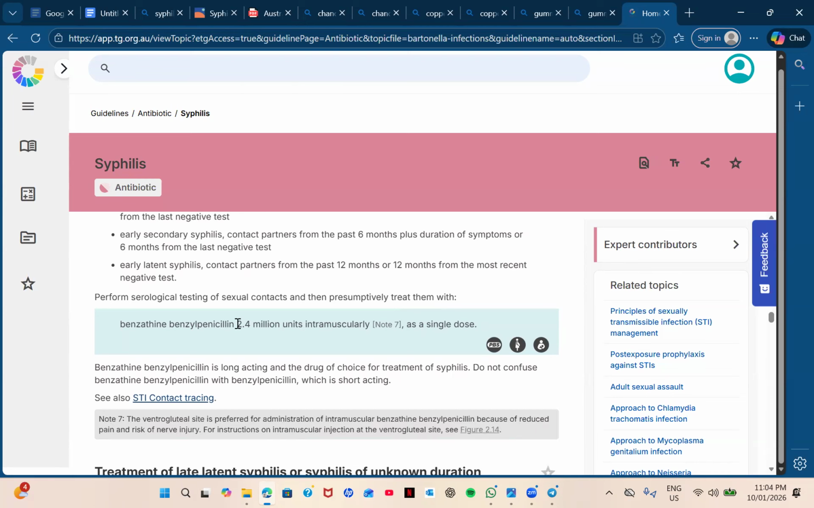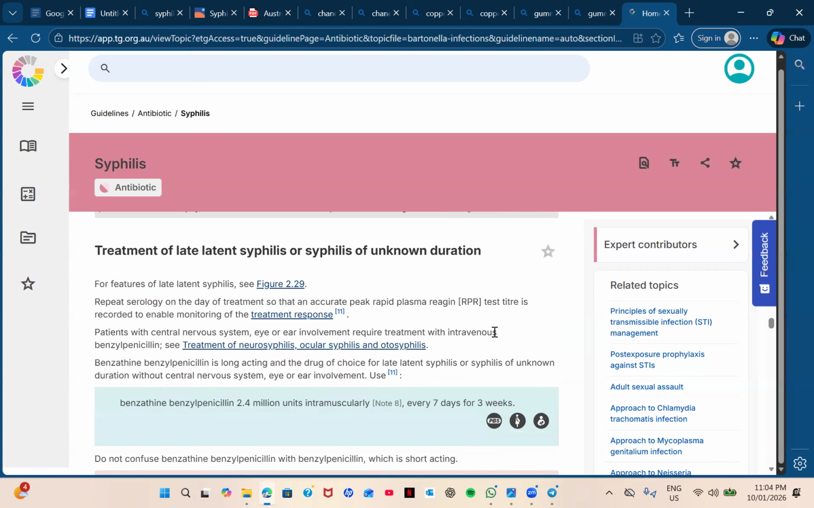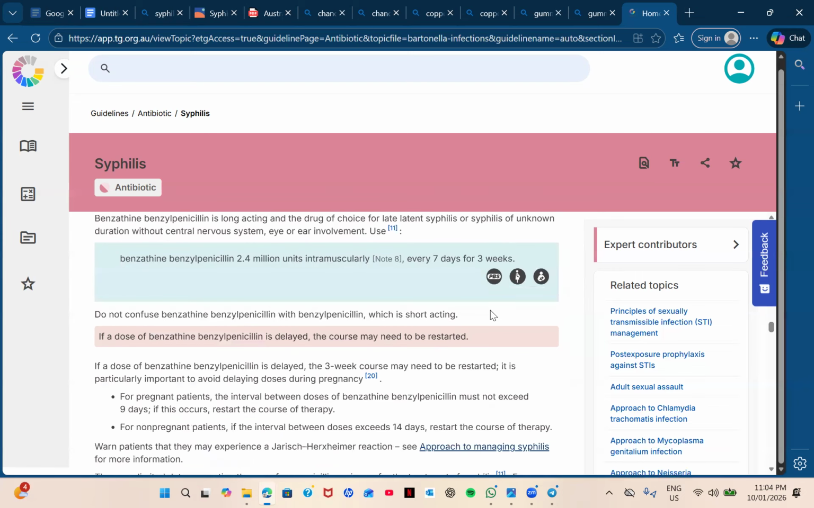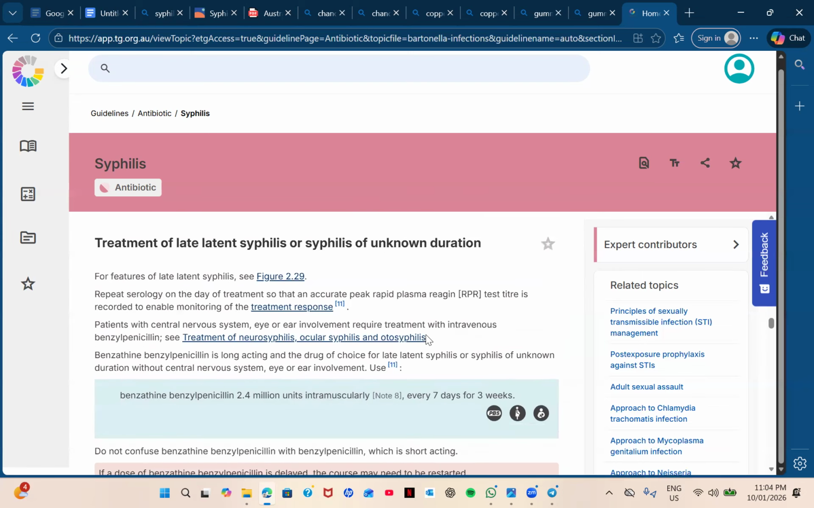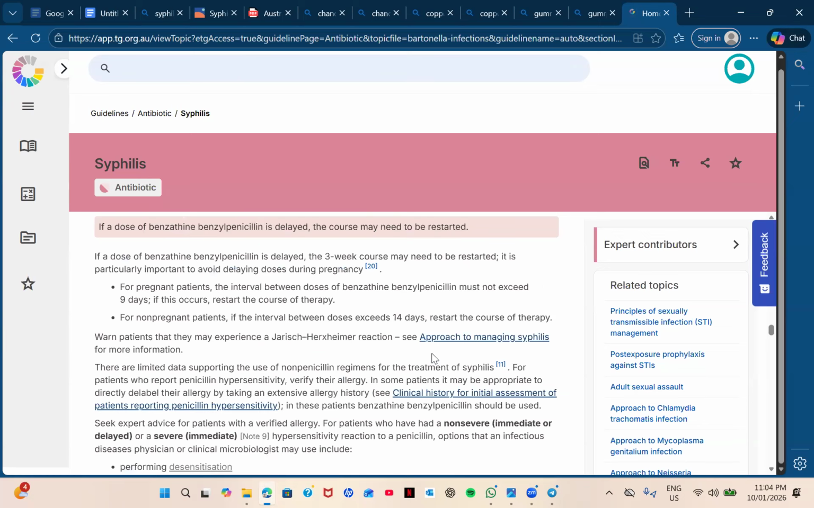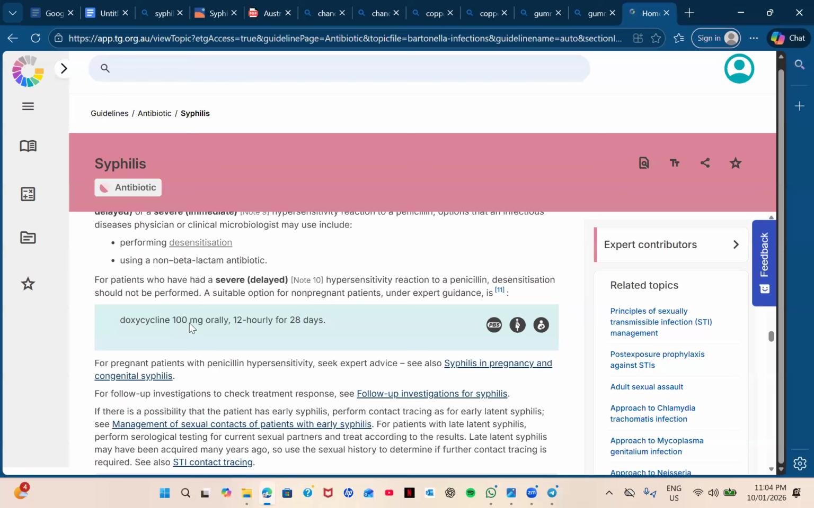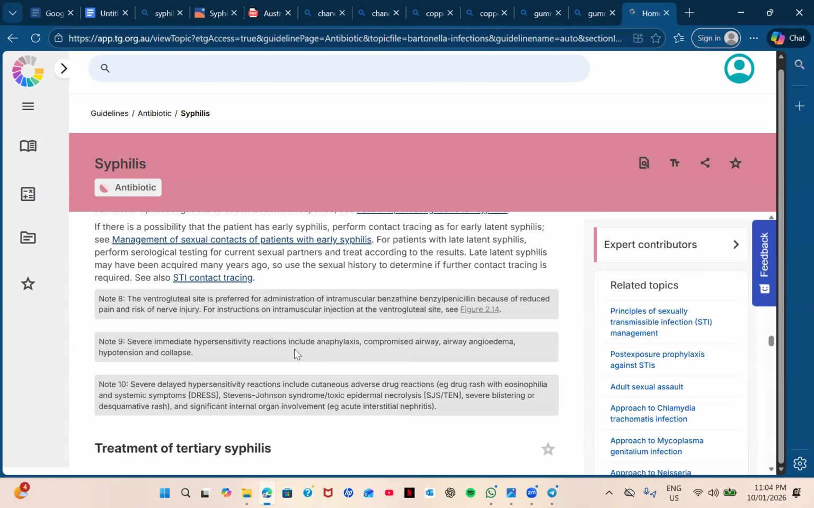So, perform serological testing of the sexual contacts and presumptively treat them with benzathine benzyl penicillin, the same 2.4 million units intramuscular as a single dose. Okay, please remember. Here also, the same treatment for the late one, or when the duration is unknown, but we have to give it every 7 days for 3 weeks, the longer treatment. And here also, if the patient has hypersensitivity to penicillin, we can give doxy.